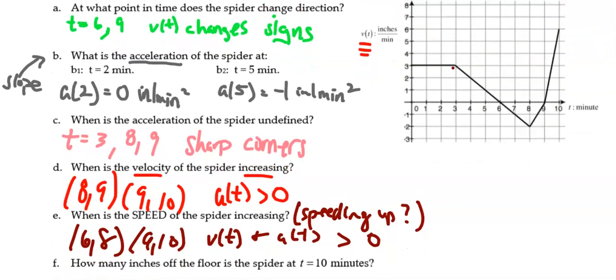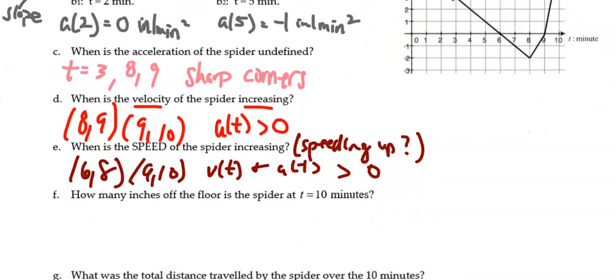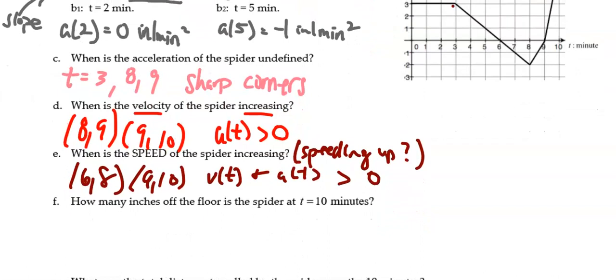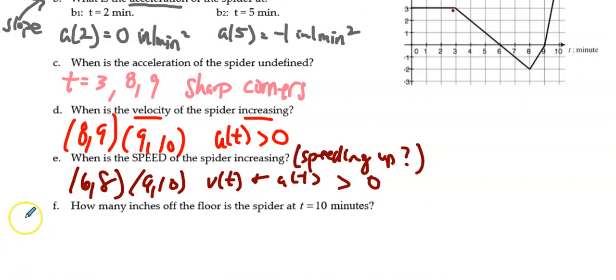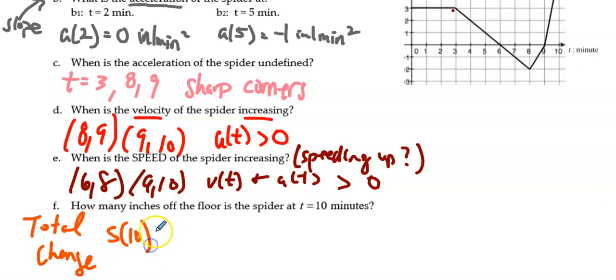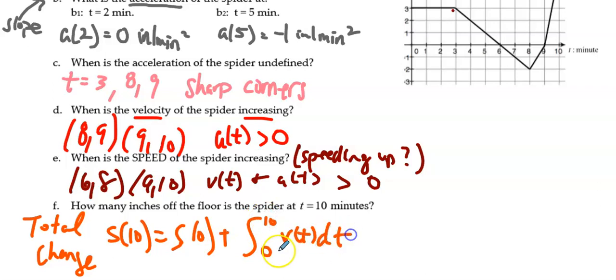How many inches off the floor is the spider at time equals 10 minutes? So this is our total change. What this is asking us is, what is the position of our spider at time equals 10? Well, we have to take into account our initial, where are we, plus the rate of change of our velocity from 0 to 10.